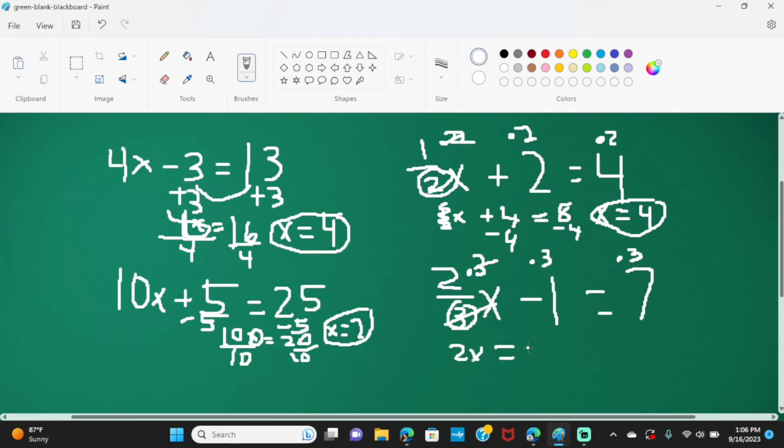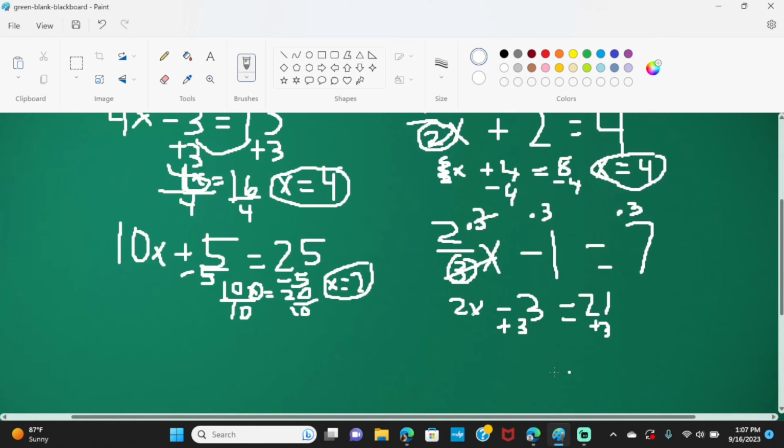equals negative, oops, my bad, 2x minus 3, because negative 1 times 3 equals negative 3. And then you do 3 times 7, which equals 21. Pretty simple. Now you have it where you were before, and you're just going to do the opposite of negative, which is positive, on both sides. And then you get 2x equals 24.